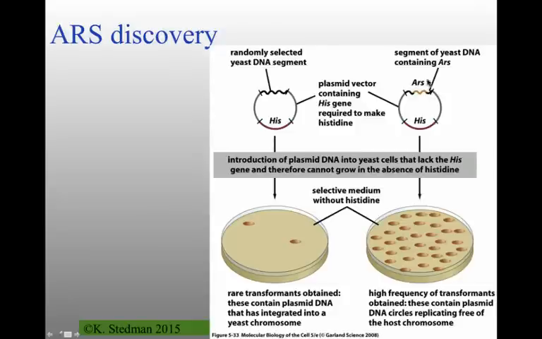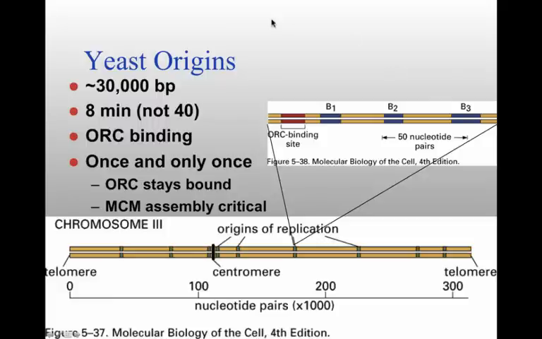On the other hand, if you happen to have picked up a piece of DNA that has one of these origins of replication, or autonomous replication sequence, then you'll get lots and lots of yeast that are growing here because they've all picked up this particular piece of DNA. They can go back and sequence this piece of DNA and see what's actually there. That's what people did, and they found that these origins of replication occur about one every 30,000 base pairs or so in the yeast genome, which is about 10 million base pairs.